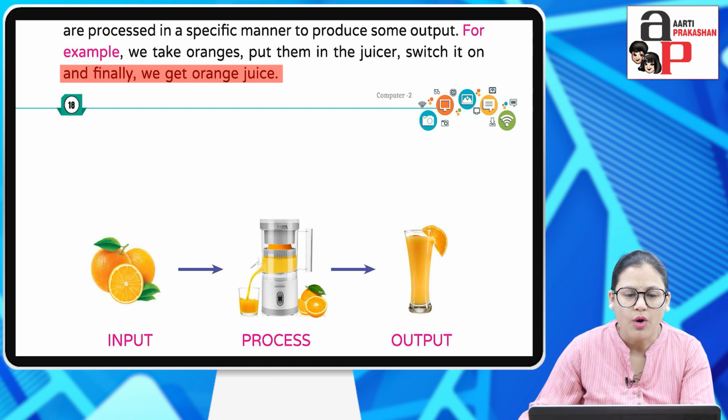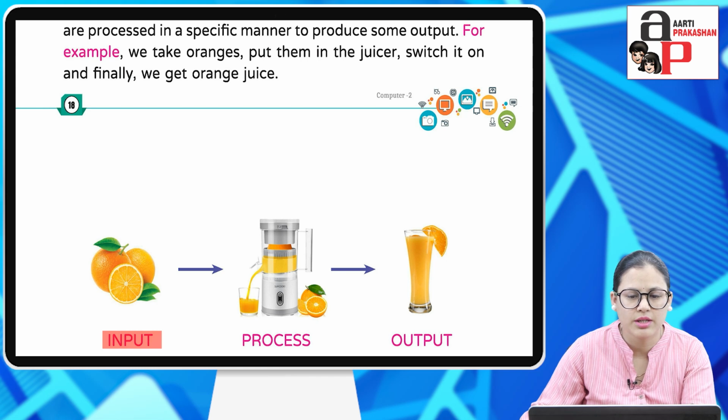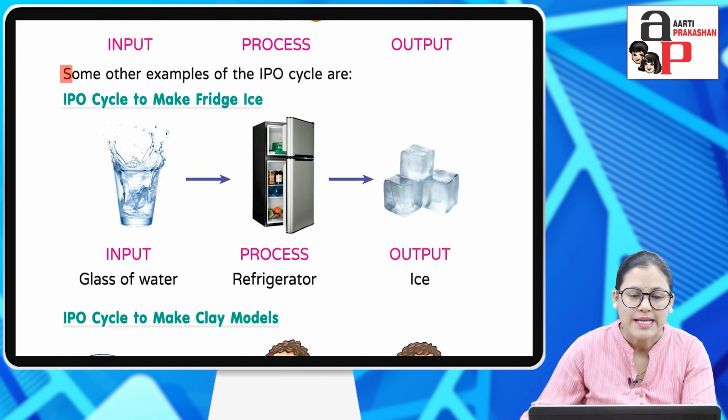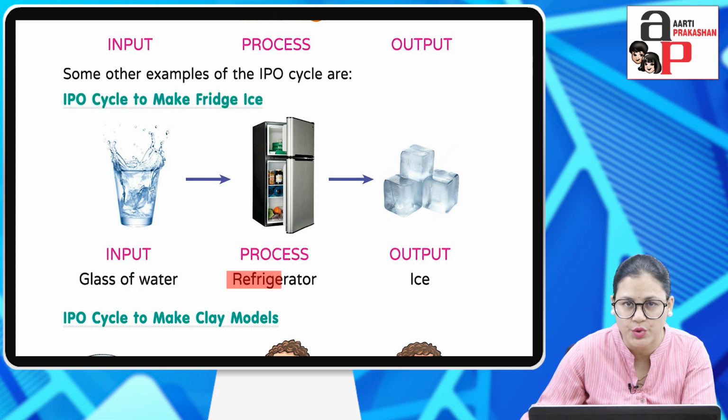So here, oranges are input, then processing is happening in the juicer, and then juice is the output. Some other examples of the IPO cycle. IPO cycle to make fridge ice. A glass of water is input, then processing is happening inside the refrigerator, that is the fridge, and then we get ice, which is output.